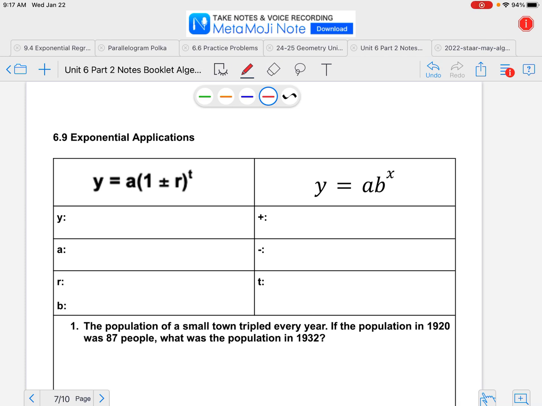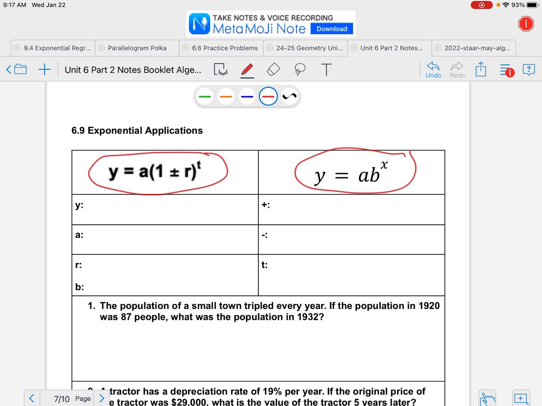We are on 6.9. We're going to take what we know about exponential applications, about exponential functions, and we're going to apply it to real life scenarios. So far we have worked with this equation. Today we have a new equation in a new form, this one.